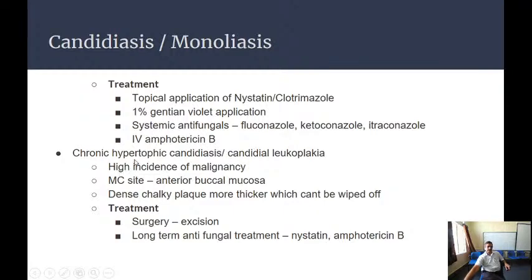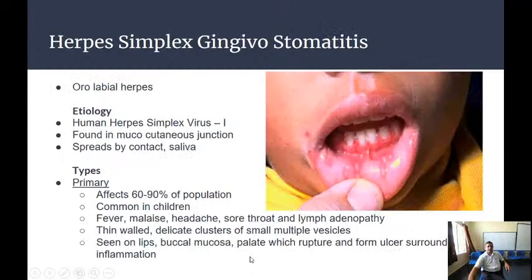Now, in these conditions, chronic hypertrophic candidiasis are also sometimes pre-malignant. The high incidence of malignancy is seen in these cases. So, if it is persisting for a long time, surgery by excision and biopsy is the treatment of choice.